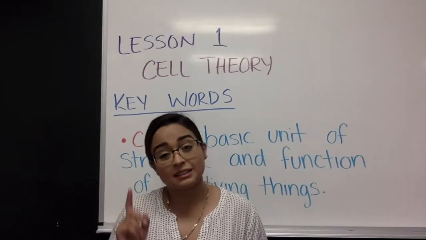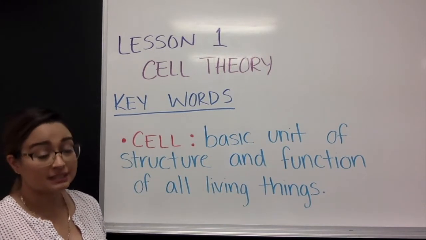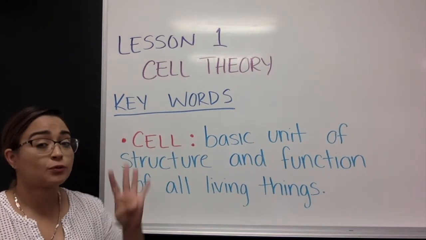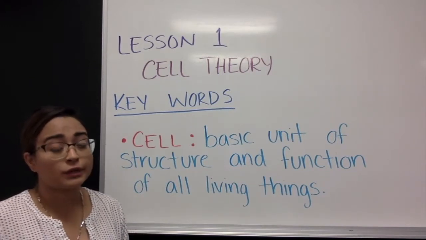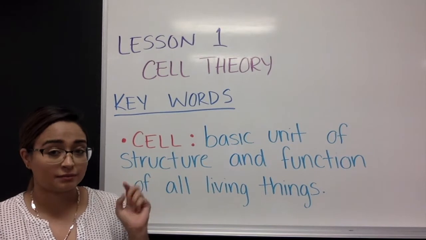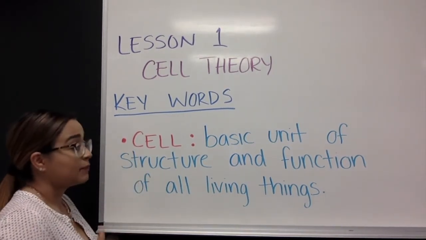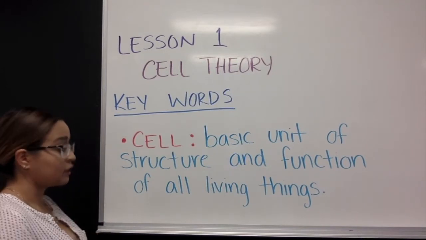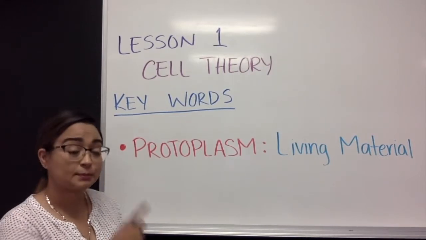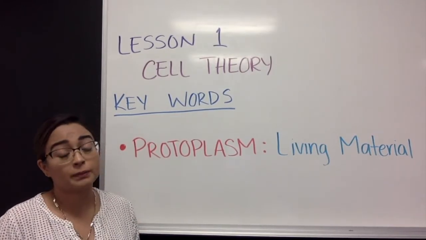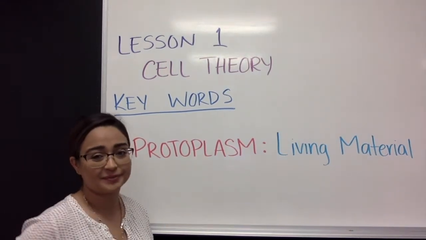Very well. Today's lesson is on cell theory. In the cell theory, we're going to discuss 4 very important scientists who came up with it. Also, we're going to learn 2 main words. The first one is cell. Cell is a basic unit of structure and function of all living things. The second word is protoplasm. Now, protoplasm is a term for living material.